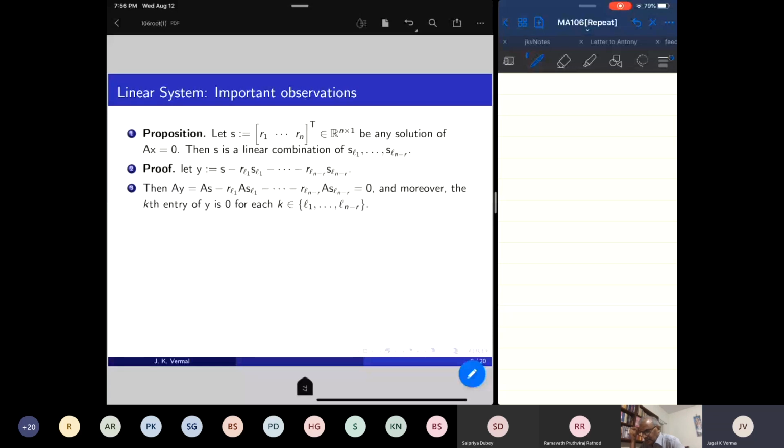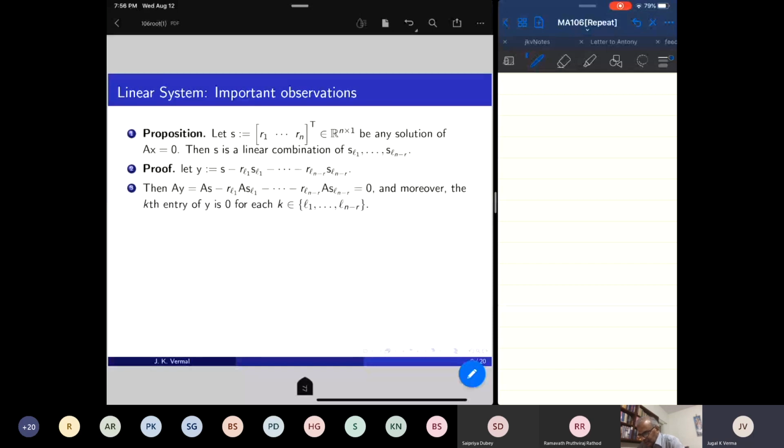So to show that y is a solution, you just operate A on y. So Ay is equal to AS minus RL1 ASL1, up to RL n minus r ASL n minus r. Now AS is 0 because S is a solution of Ax equal to 0. So AS equal to 0. Now ASL1, up to ASL n minus r, they are also equal to 0 because I determined SL1, up to SL n minus r to be solutions of Ax equal to 0, right?